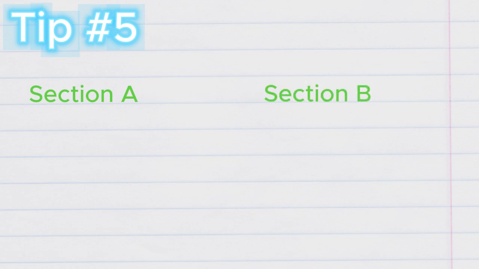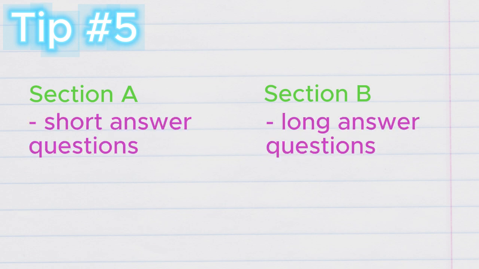Tip number 5 is an important tip that I learned from watching the webinar that I attended. So basically, there's two sections on paper 1 and 2. So there's section A and there's section B. So section A is basically the short answer question, and section B is long answer. And you have to know that section B has half or more of all the marks on the paper.